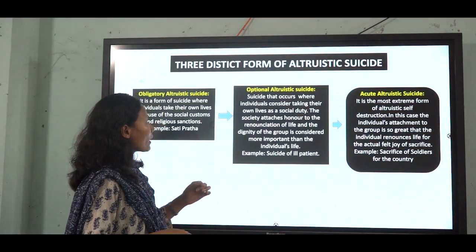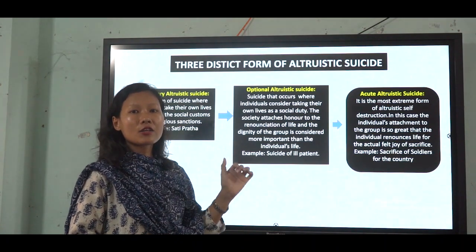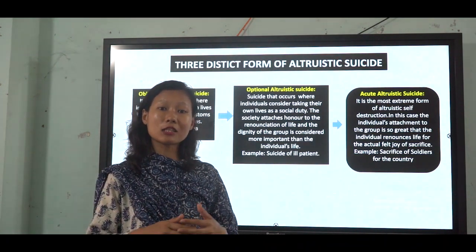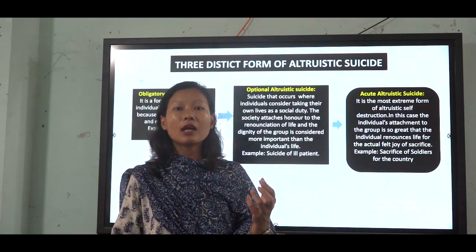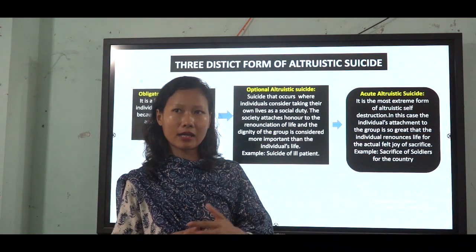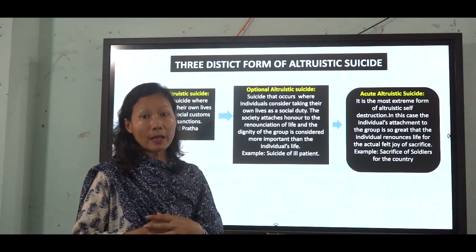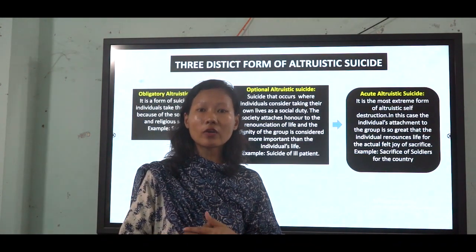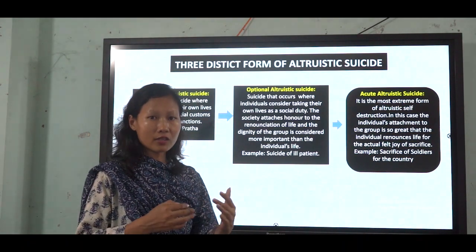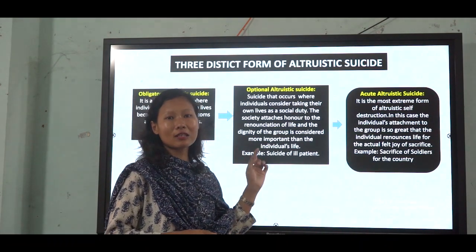Now, the next one is optional altruistic suicide. Optional altruistic suicide is based on individual choice. It is completely optional. It is not an obligation or duty. If you feel like doing it, then you can go for it. A simple example we can take here is the commitment of doctors during the corona outbreak. It is a completely individual choice. There is no hard and fast rule, as in obligatory, for optional altruistic suicide.